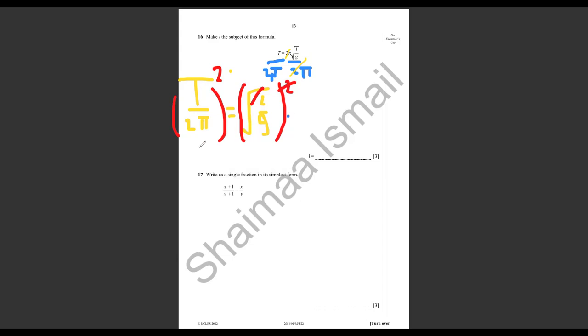Now we have T over 2 pi squared equal to L over G. He needed L. Okay, multiply both sides by G to remove it. We get the value of L. So L now equals G multiplied by T over 2 pi.